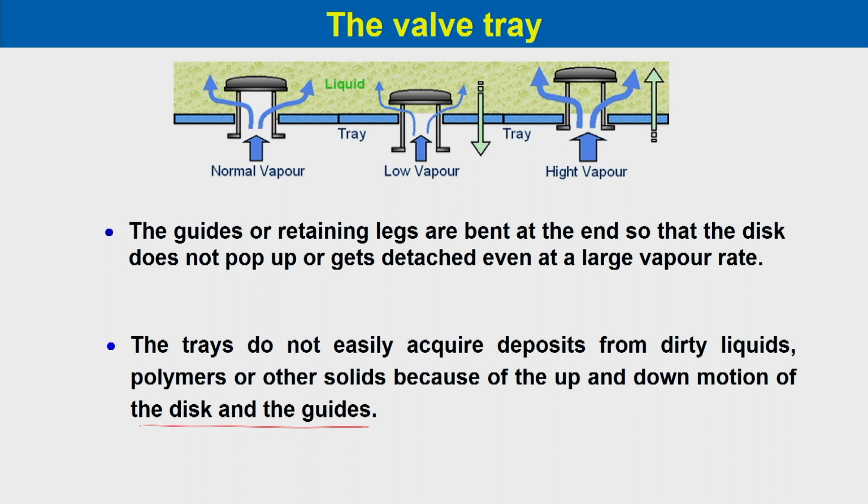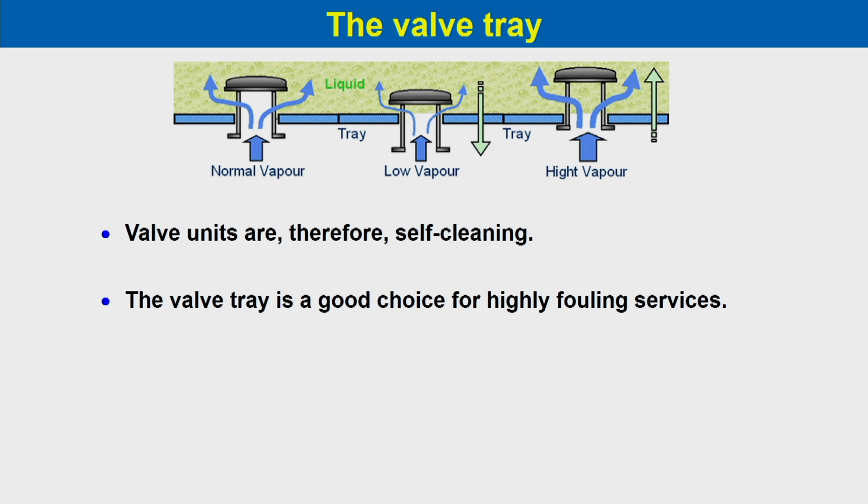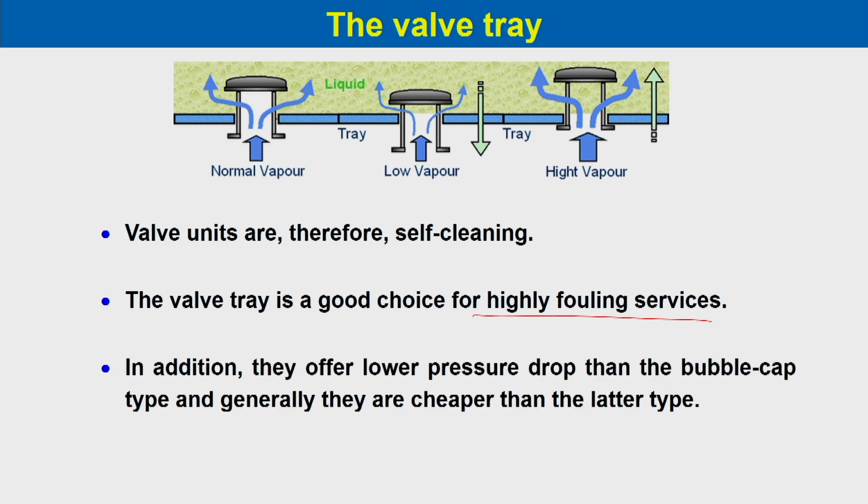So, this helps in this design, and also you can have a large number of perforations, and it also takes care of different low and high viscous liquids. Valve units are therefore self cleaning, and the valve tray is a good choice for highly fouling services. So, if some materials foul on the perforations, this type of valve tray is generally preferred.